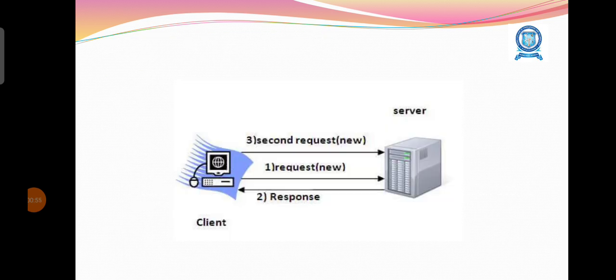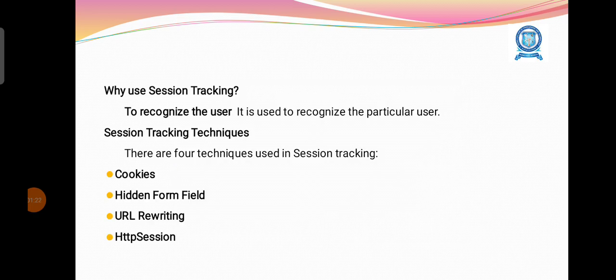In the diagram we are seeing the client request coming from the client to the server. It will be considered as a new request. Then the appropriate response will be sent by the server to the client. After that, when the client sends the second request to the server, it will be considered as a new request by the server.